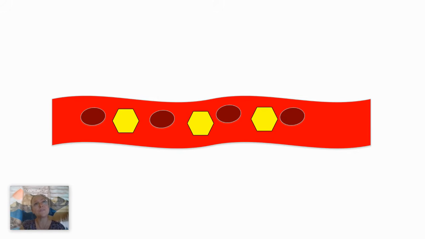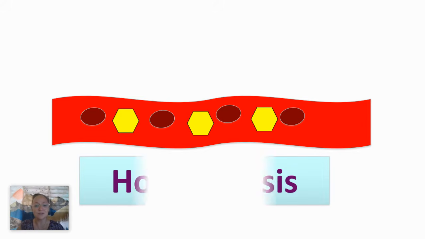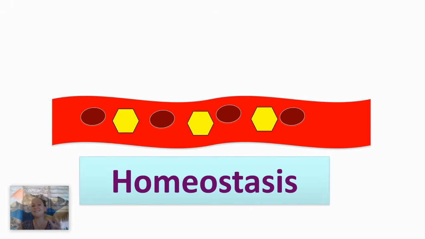In blood sugar levels, it's around 90. And with that, we want to make sure that we always have sugar available for our cells. So let's pretend in this little set of slides, we're going to think about 3 glucose molecules as homeostasis.